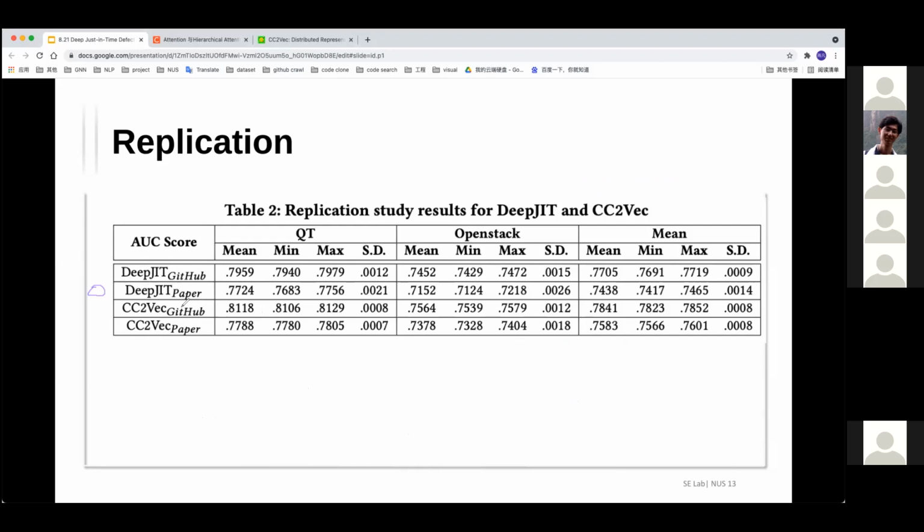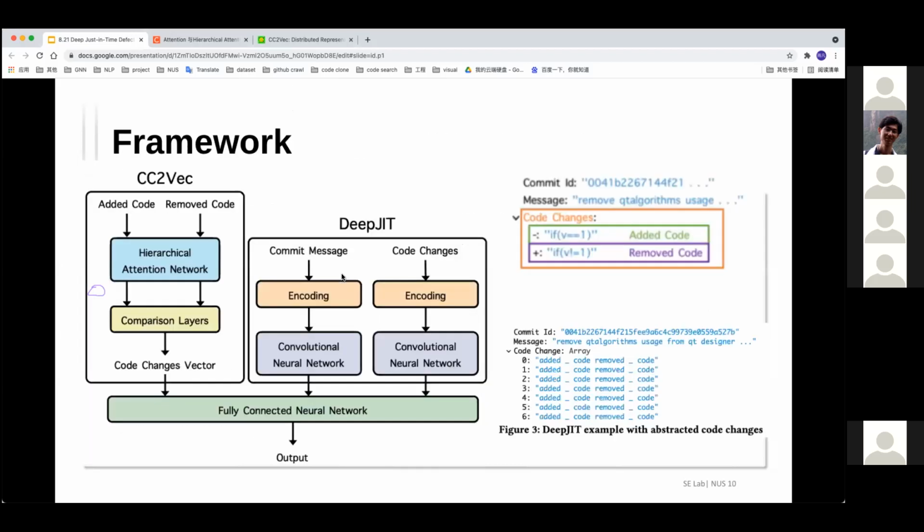The tool is called DeepJIT, and there's a version for the paper and another version on GitHub. Maybe there's a further improvement based on the paper, and they compare them. We find that the GitHub version is always better than the paper version. Yeah, the published GitHub is much better because it uses a very simple extraction. In the paper, he said he used the code changes, but in the code, he just used very abstract changes: add code, remove code. So they didn't contain the detailed information of the code. Abstract information works better.